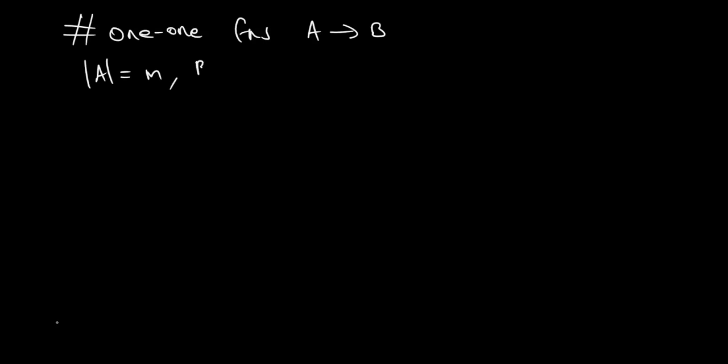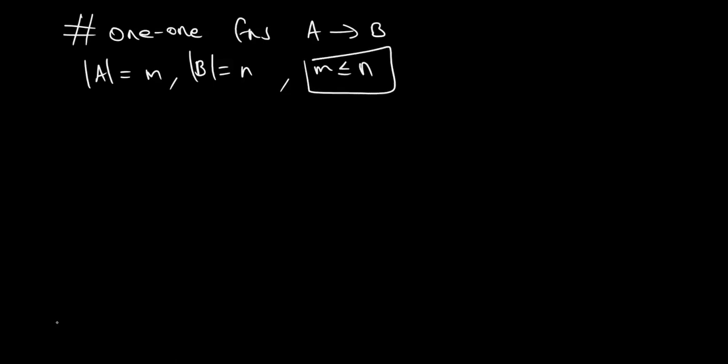So in this video I'm going to calculate the number of 1-1 functions from a set A to set B, where the cardinality of A is equal to say m and the cardinality of B is equal to say n, and also the condition that m is less than or equal to n.